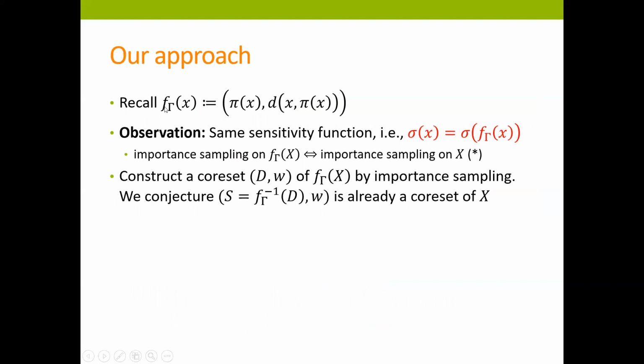And recall that we define the projected point to be pi x, concatenating the projection distance d(x, pi x). An important observation is that the sensitivities of x and f_gamma(x) are the same. Hence, doing importance sampling on x is equivalent to doing importance sampling on projected points. And since on the projected points, we can construct a coreset D of size polynomial in k over epsilon by importance sampling, a natural conjecture is whether the inverse set of D, say S, is already a coreset.